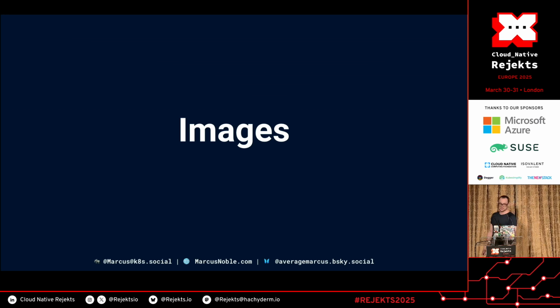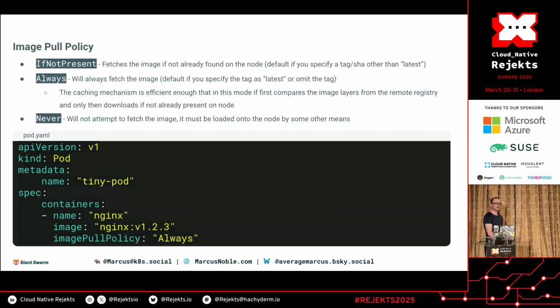Cool. Containers are done. Let's have a look at images. I'm going to talk very quickly about these, but image pull policy, I'm sure you're all aware of this to one extent or another, but I just wanted to talk about the different defaults, because they may not necessarily be totally clear. There are three values that you can have for your image pull policy on your container: IfNotPresent, Always, or Never.